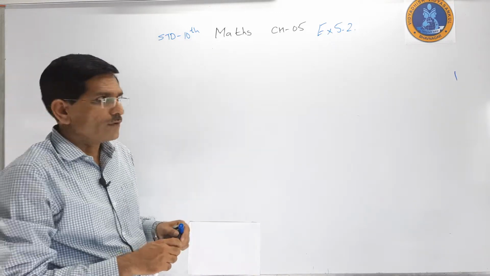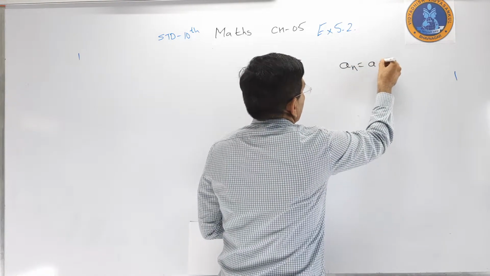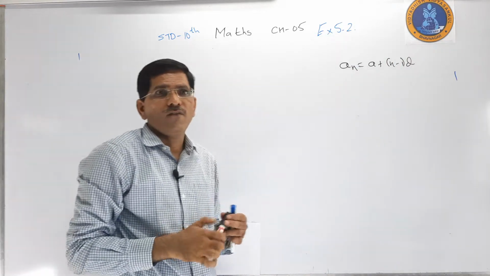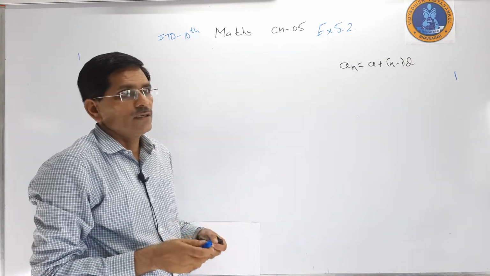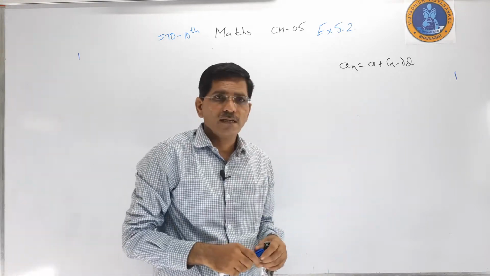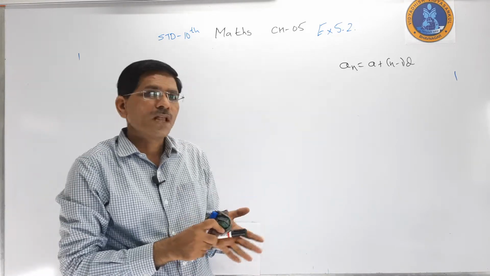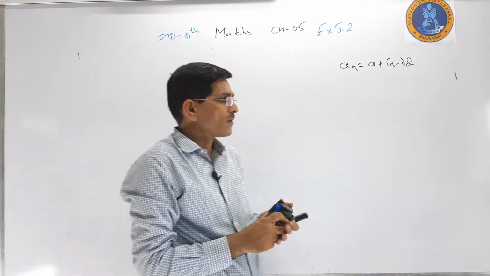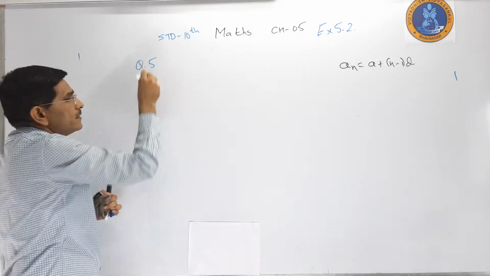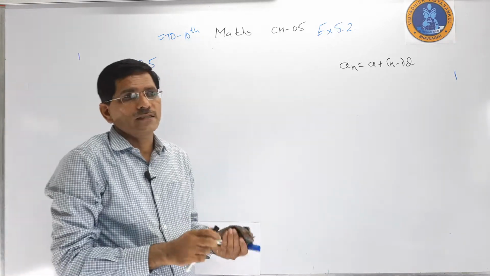So again first of all we have to write the formula, that is an is equal to a plus n minus 1 d, that is a fix. n means nth term, a means initial term, d means common difference. So question number 5, the series is given and we have to find the nth term.